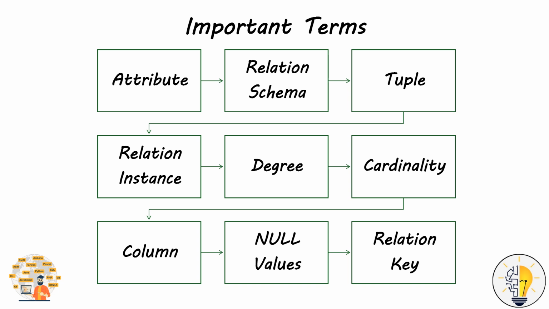Tuple. Tuple is nothing but every row in a relation. So you saw a row with another row, they were linked with a primary key. So when there is a relation between the rows, then it is nothing but a tuple.